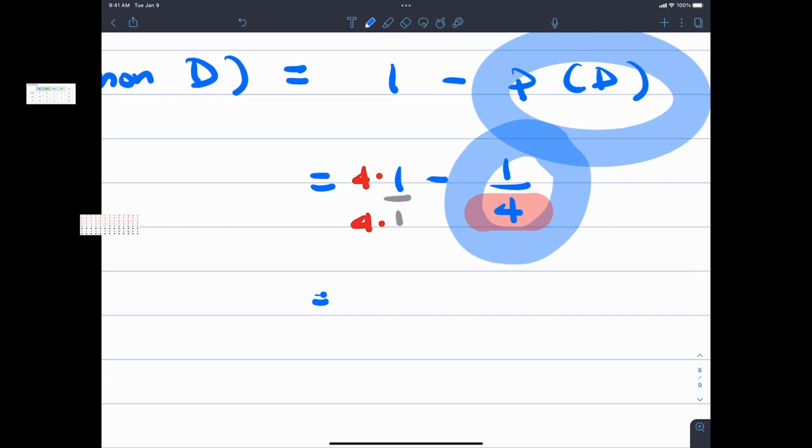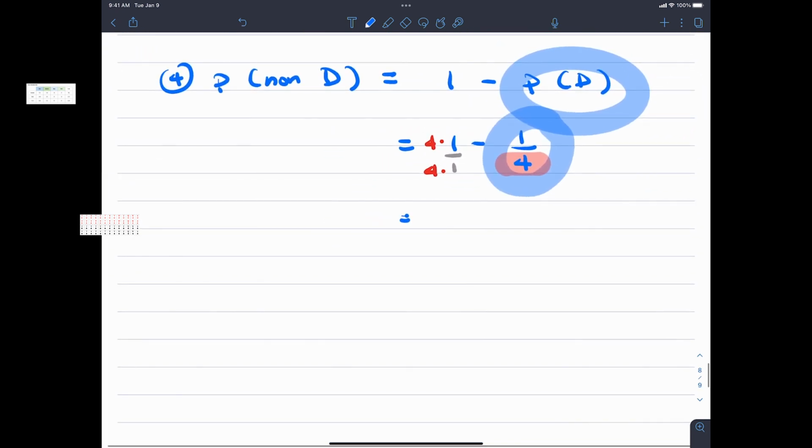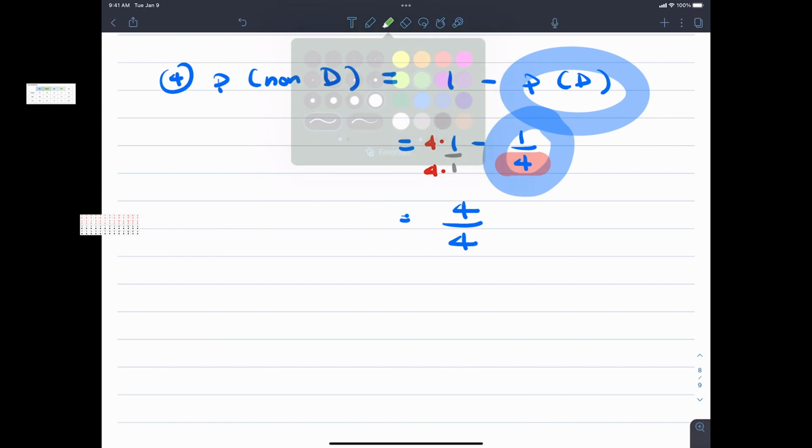All right, let's finish this off since you guys took all those courses. What's 4 times 1? Do you guys know the number 1 is really like 4 over 4? Isn't that interesting? And then you subtract what?